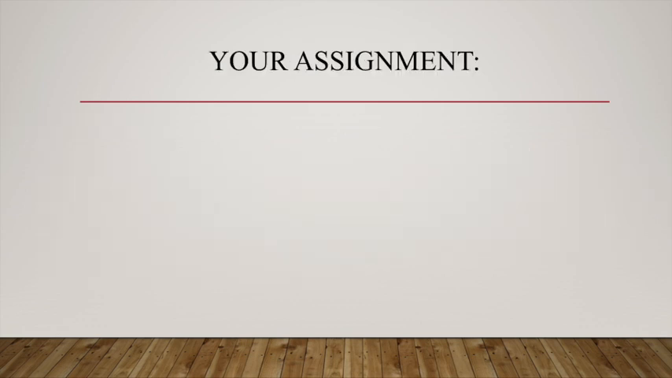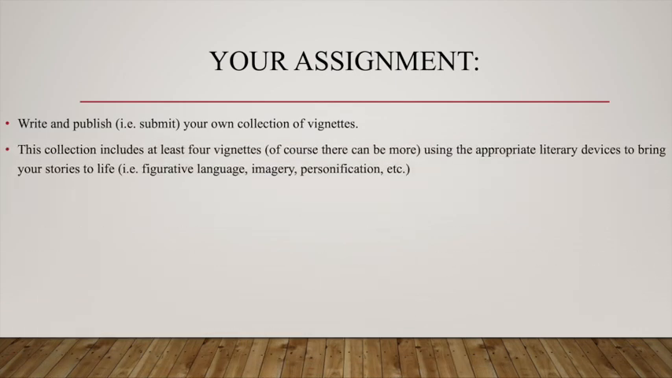So I want to look at this assignment before we leave this video and move into the brainstorming piece. Your assignment is basically this. You're going to write and publish, which means submit, your own collection of vignettes. This collection includes at least 4. Of course, there can be more. Use the appropriate literary devices to bring your stories to life. That's the important thing to remember. Bring your stories to life through imagery, through figurative language, personification, etc.